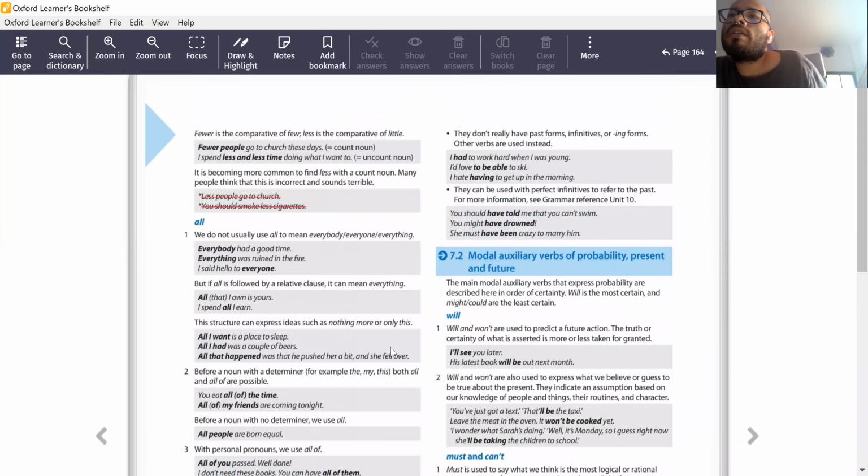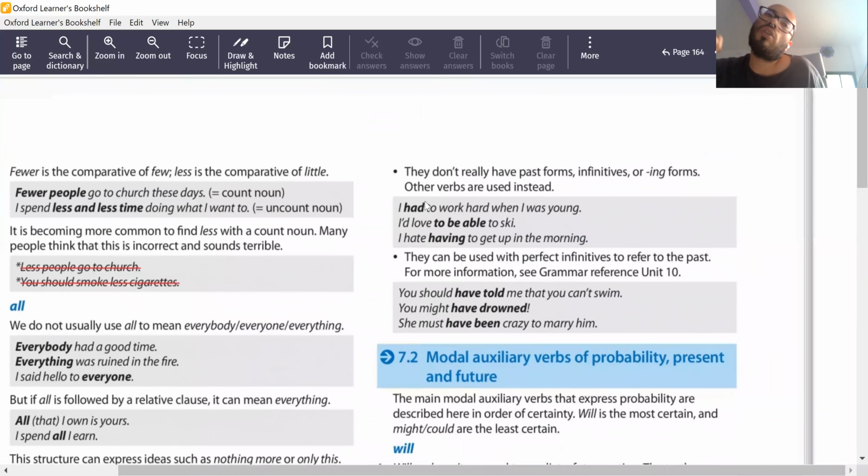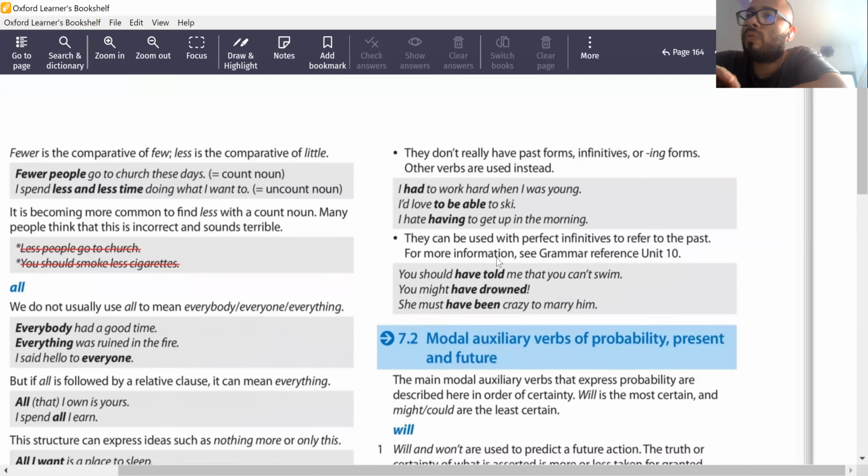So as I said, some modal verbs have past forms, like have to or must. For example, I had to work hard when I was young. I'd love to be able to. The past of can is also could, I was able to ski, no? Or like this, I hate having to get up in the morning. The perfect infinitives are different, not a real situation in the past: you should have told me, you might have drawn, she must have been, etc.